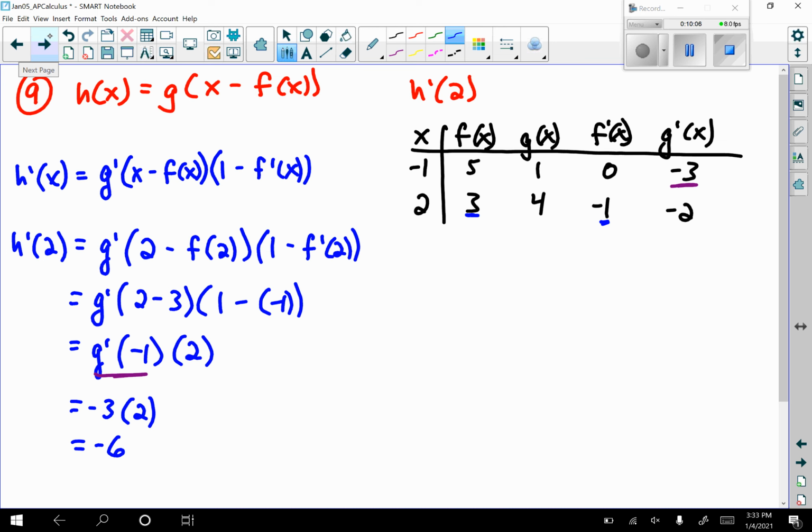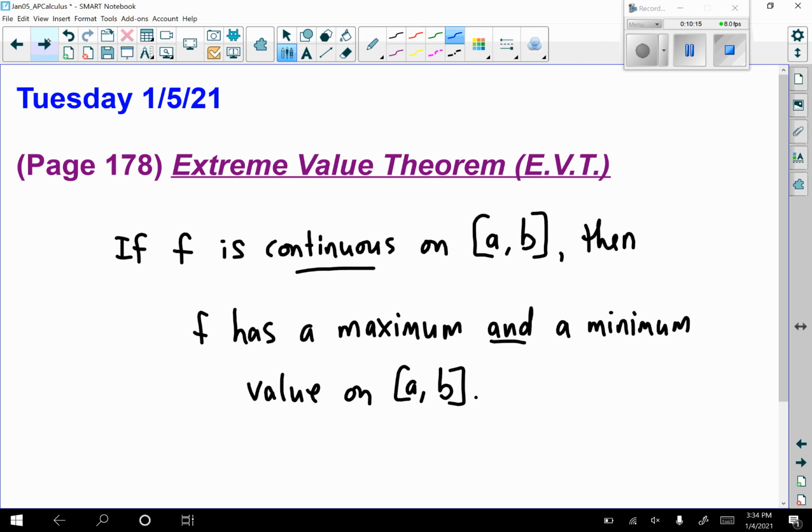So now we're going to continue with section 4.1. We're going to take a look at a theorem involved in this section called the extreme value theorem. So pause the video to copy this theorem down.